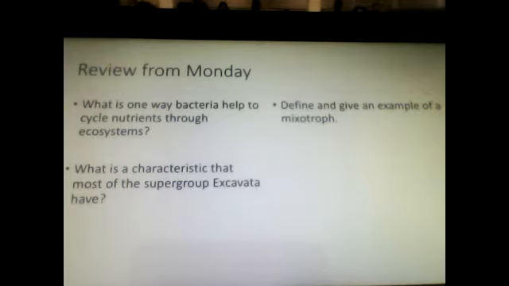They have a bunch of flagella. They can have flagella. Two nuclei? Not Excavata. We'll get to the two nuclei guys today. The feeding group: they have a feeding groove on their side. And again, that's not true of all of them.